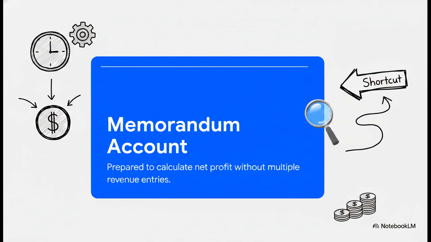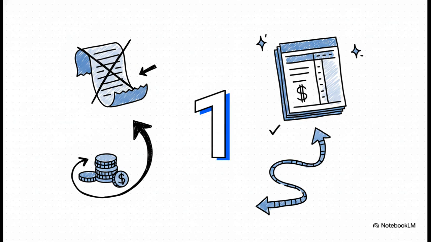If you only take away one thing for your exam regarding this shortcut, memorize this concept, the memorandum account. Under the abridged method, the head office prepares a memorandum branch trading and profit and loss account purely to calculate that final net profit behind the scenes. This lets them skip all those individual revenue entries in the official books. Here's the absolute magic of it.